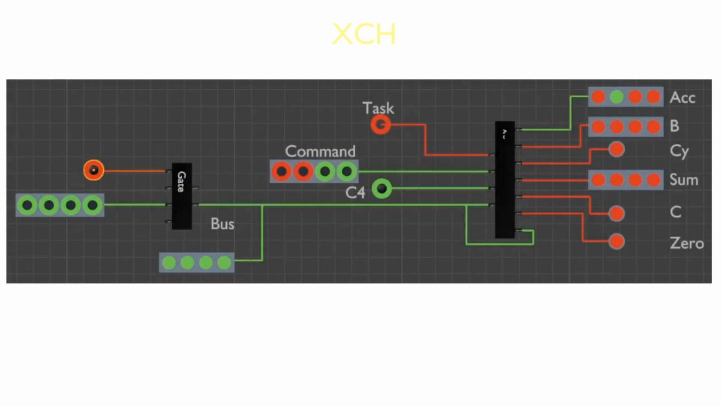The XCH instruction exchanges the value that is on the bus with the value of ACC. The value on the bus initially comes from another source and will ultimately write the value of ACC back to it too.